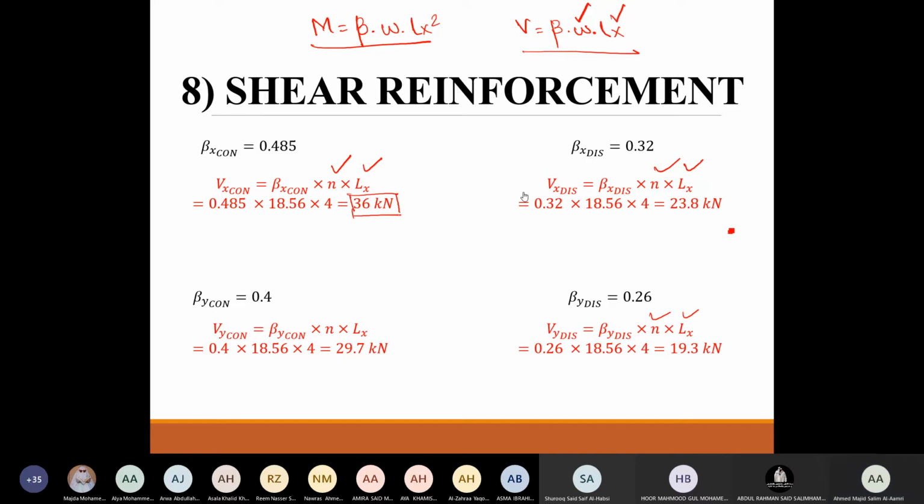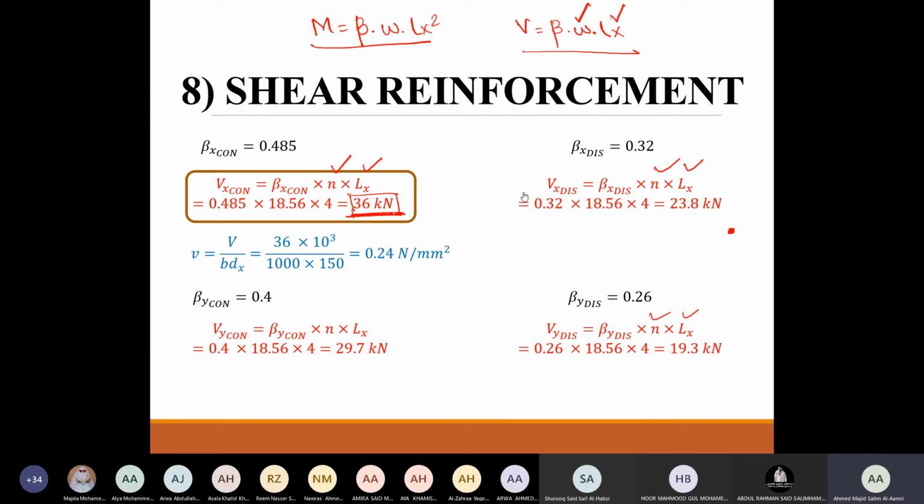Now here we need to take only the maximum and we need to check for it. We don't need to do the same that we have done for the bending moment, because in bending moment we need to supply the reinforcement. Now for shear force, we are going to check first whether we require it or not. So we are going to check only the maximum, that is 36. The maximum of the 4 cases is 36 kilonewton. No need to do it for the other values, because they will give you lesser than this value.